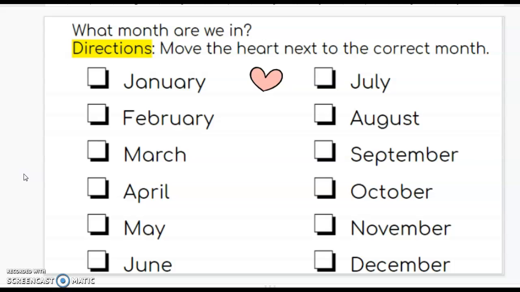If you move on, the question now says, what month are we in? Directions, move the heart next to the correct month. So this is where we're going to click or press, and you're going to move it in the box next to the correct month. And what month are we in? We are in April. So that's how you're going to show me the correct answer.